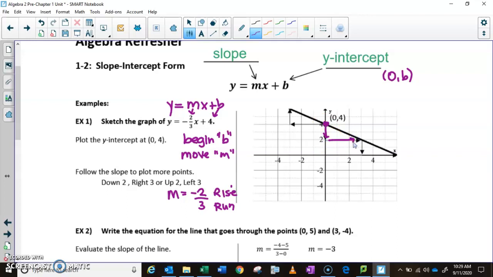I came down 2 because 2 was negative. I run 3 because 3 is positive, so I'm going 3 to the right. I place my point, and I can do that as often as I would like. I can come down 2, run 3, place my point, or I can go the opposite direction. I can go up 2 and come back 3 and place my point, and that will give me all the points I need. And now I can draw in the graph of the line. So that is graphing lines from slope-intercept form.